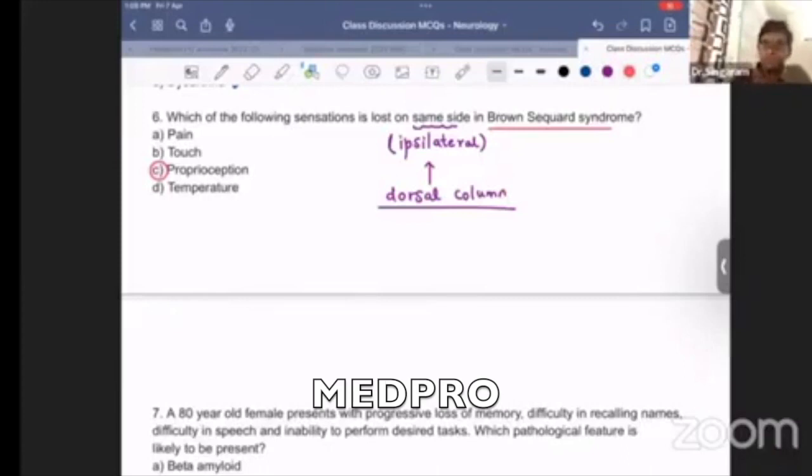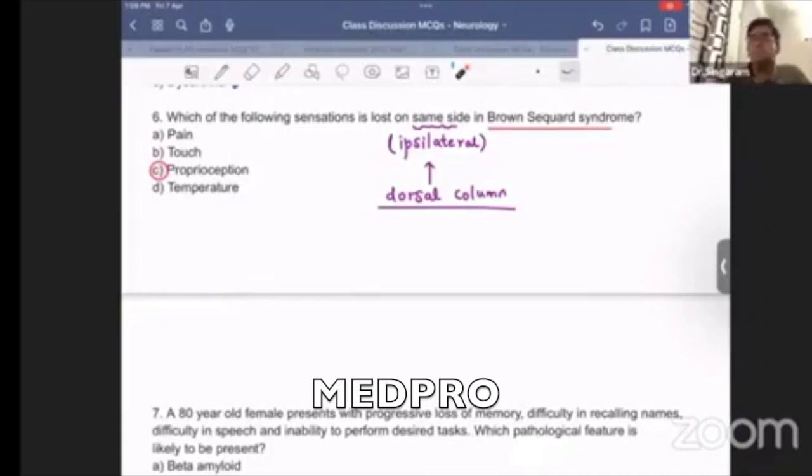And some of you can have a problem with the touch option. Remember, touch can be two things. Touch can be either a fine touch or a crude touch. Okay, are you able to understand this? Some of you can get confused. Here, the examiner has not mentioned fine touch or crude touch. So it is safe to ignore these types of options. Where is fine touch related to? Spinothalamic tract or the dorsal column? Simple question. Yes, fine touch is related to the dorsal column, whereas crude touch is related to the spinothalamic tract.